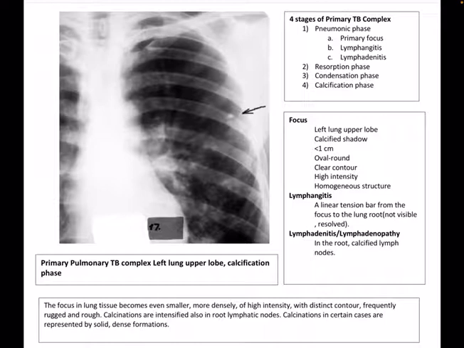Before understanding this video or this X-ray image, you must go through the different stages that we already discussed, and you must learn those. After that, you become able to understand what's going on in the calcification phase.